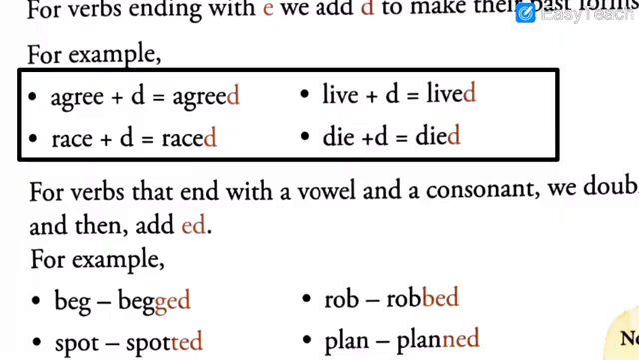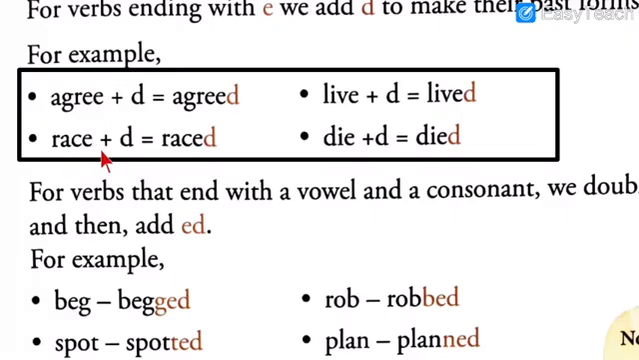Again the word live, L-I-V-E. So the last letter is E. So whenever the last letter is E, what do we have to do? We have to just add D to make it past. Lived. He lived in London for 3 weeks or 4 weeks. So that shows that he lived. Now he is not living, but he did.